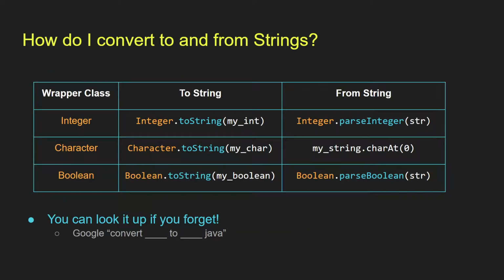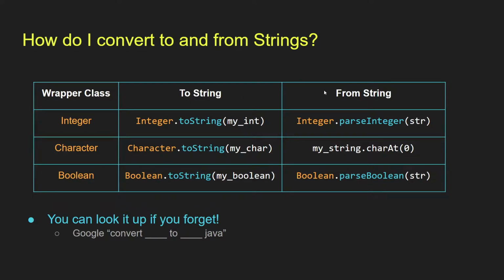Alright, so one of those reasons that we talked about was converting to and from strings, and this is how you do that. I'm just looking at some examples of wrapper classes, like Integer, Character, and Boolean, but this same pattern applies to all of the wrapper classes that exist. To go to a string, you just say the wrapper class dot toString, and then in parentheses either the primitive type like an int or the wrapper type, so you could convert an integer into a string. And that's the same for every single wrapper class.